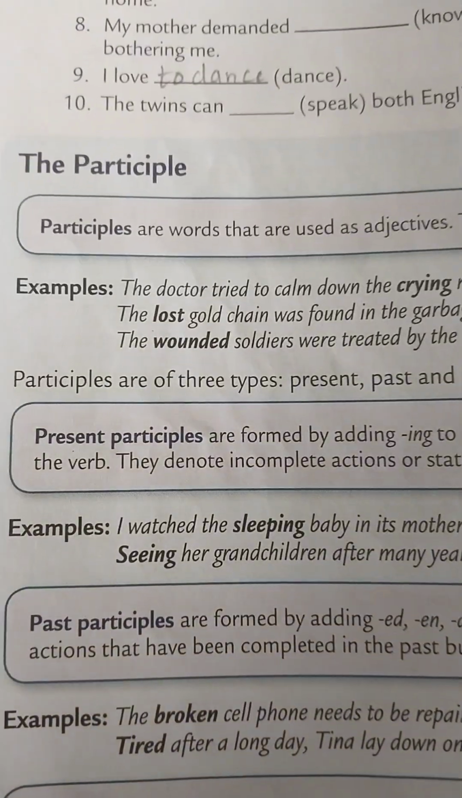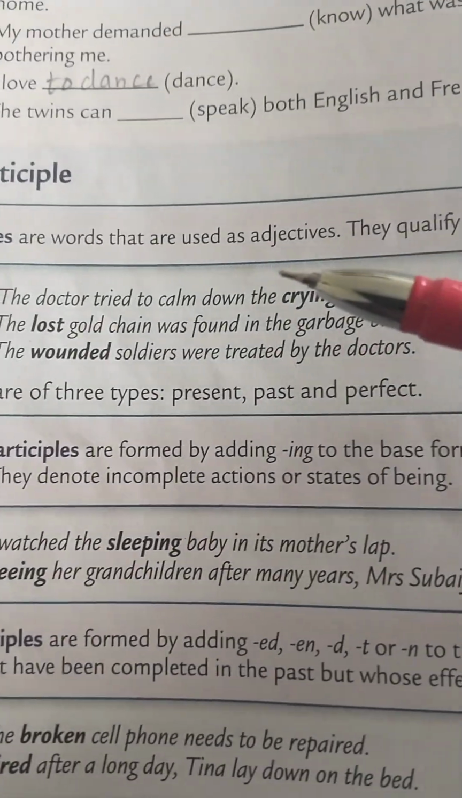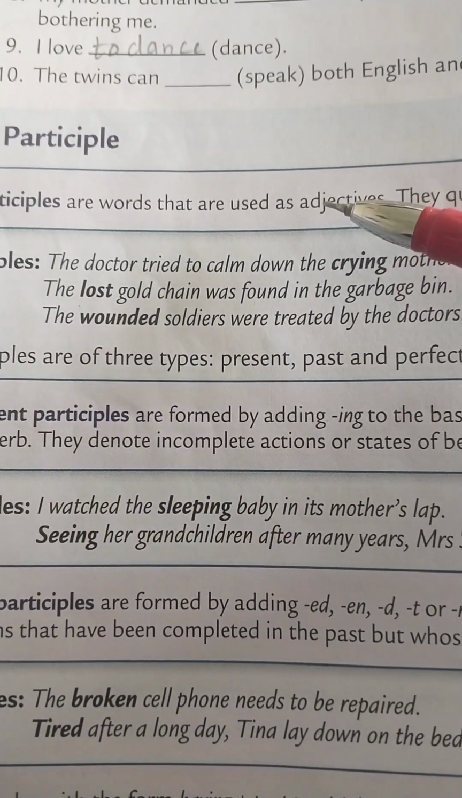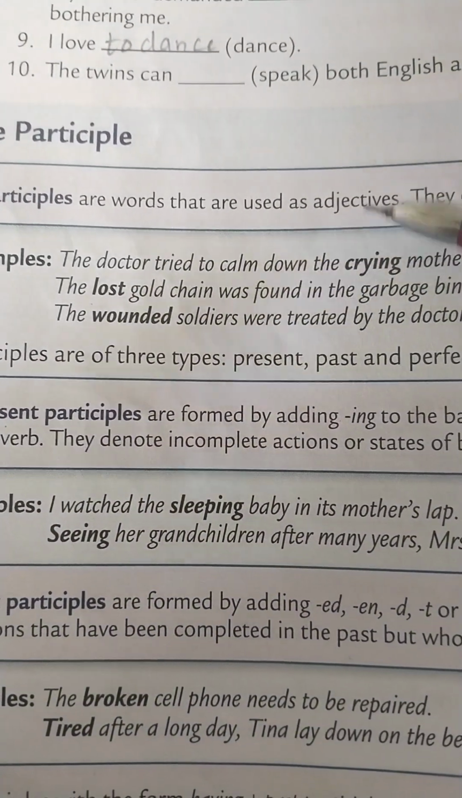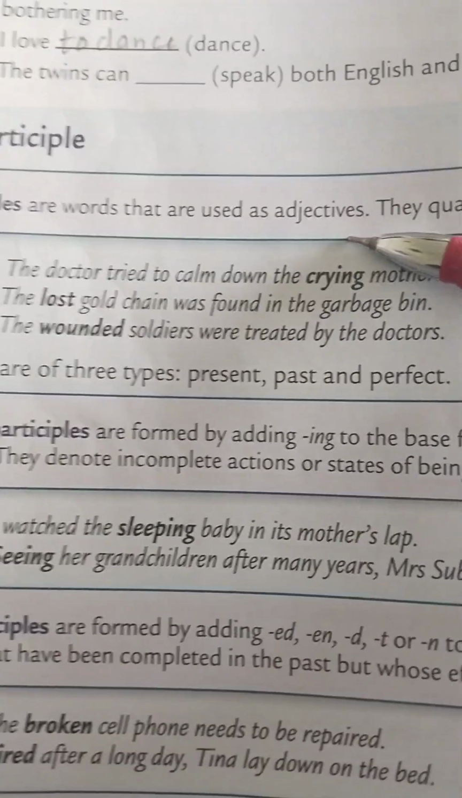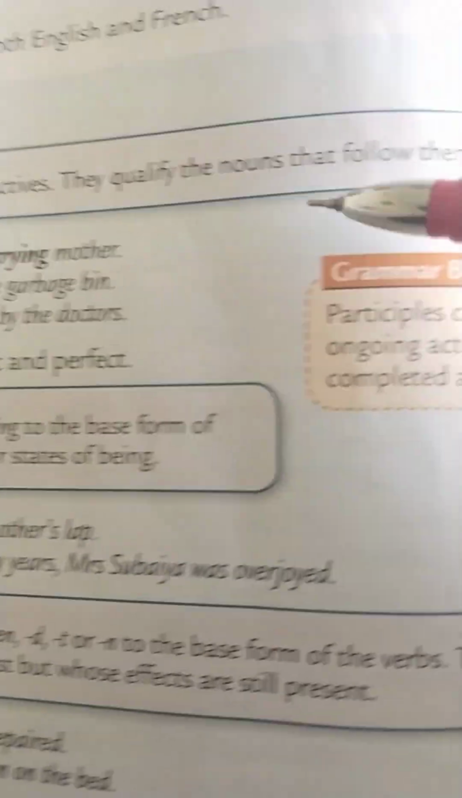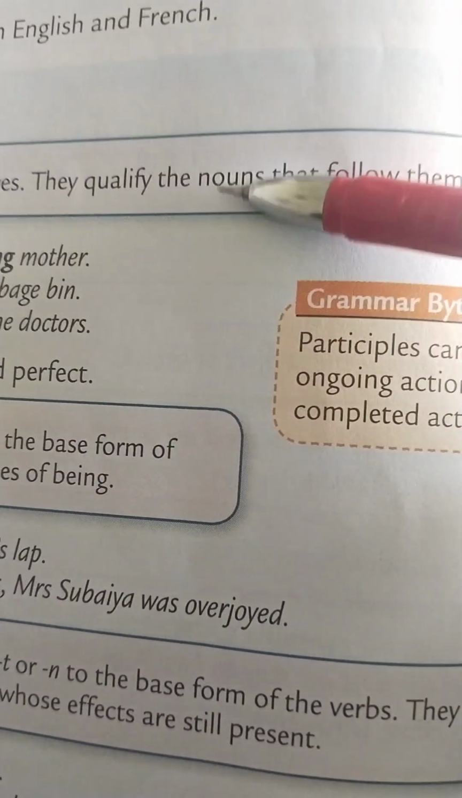Now the participle. Now what are participles, children? Participles are the words that are used as adjectives. Participles, children, actually are non-finite verbs, and they are used as adjectives. So when non-finite verbs are used as adjectives in the sentence, they are called participles. They qualify a noun, children, you know, they qualify the noun that follows them.